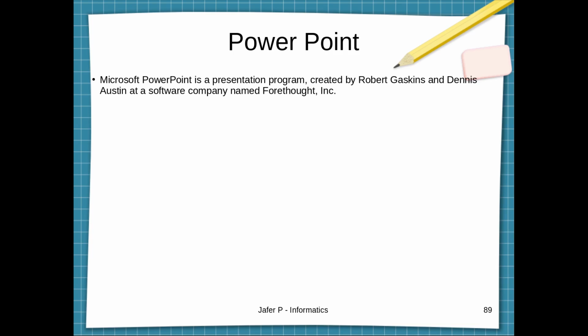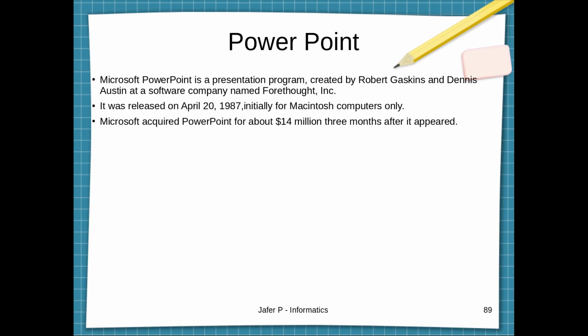They bought PowerPoint from Robert Gaskins and Dennis Austin. It was released April 20, 1987, initially for Macintosh computers only. It was actually used for Macintosh computers only. Microsoft acquired PowerPoint for about $14 million 3 months after it appeared. Okay, so it appeared in April 1987. After 3 months, Microsoft acquired PowerPoint for about $14 million.